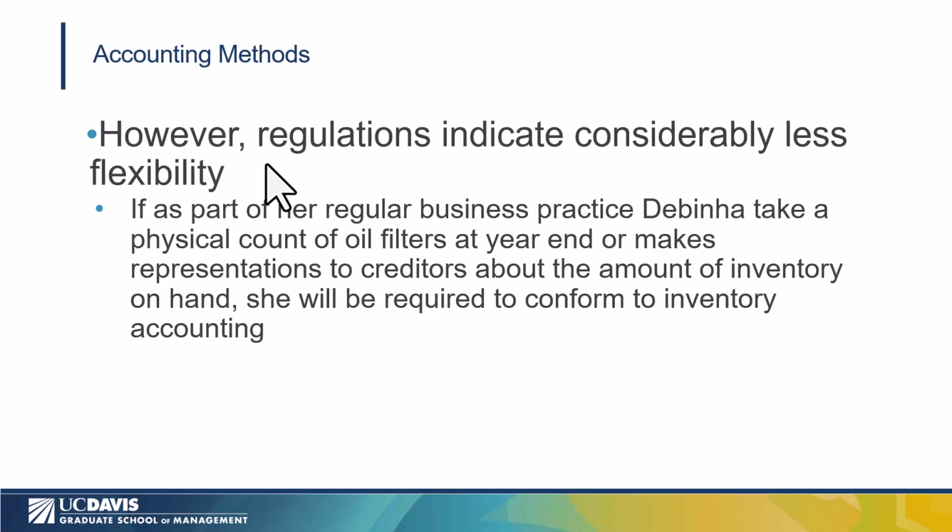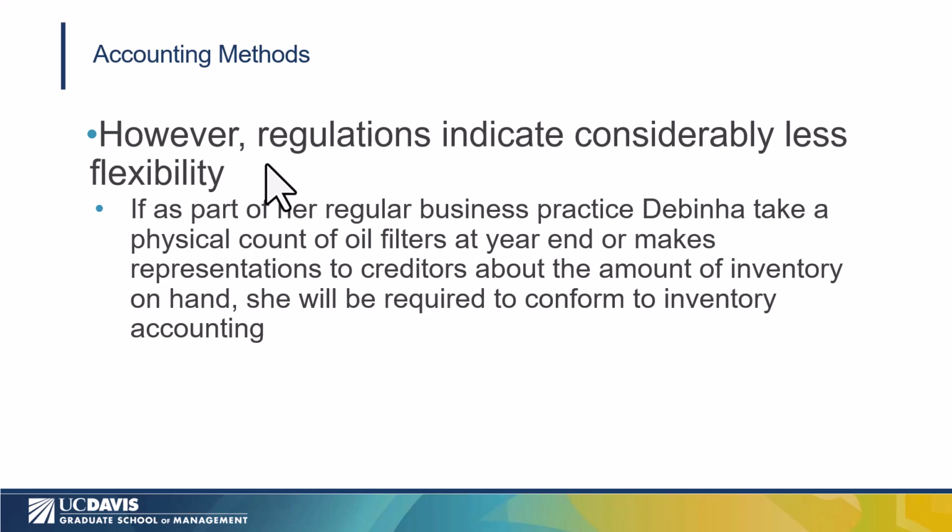So if, for example, as part of her regular business practice, Dabinia takes a physical count of oil filters at year end, right? So maybe at year end she says, oh, well, let me see how many oil filters I have on hand, to know how many I need to order next time. Or makes representations to creditors about the amount of inventory on hand, right? So if she got a loan outstanding and part of that loan is supported by the inventory she has on hand as collateral, then suddenly she is tracking her inventory and would be required to conform to inventory accounting.